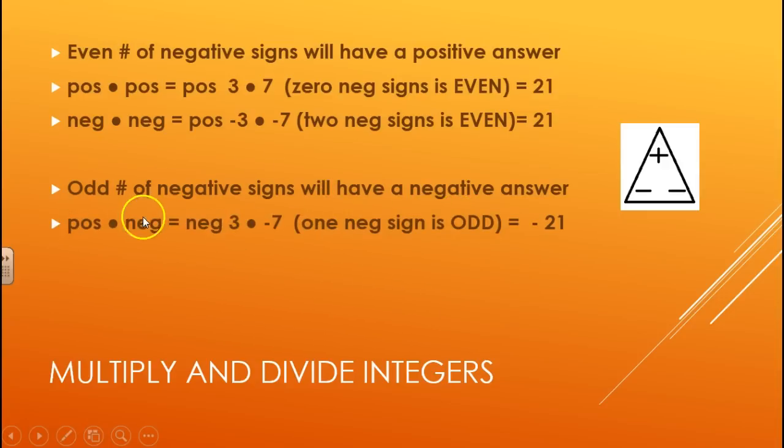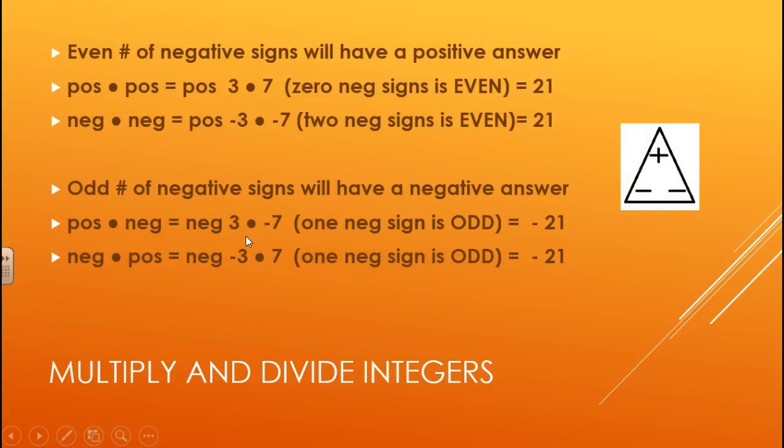So if I have a positive times a negative, negative answer. 3 times negative 7. That's one negative sign. 1 is odd, so I'm going to have a negative 21. Or think of it like positive 3, negative 7. I'm going to cover up the positive 3 and the negative 7, and oh look, I'm left with a negative. That's how that triangle guy works.